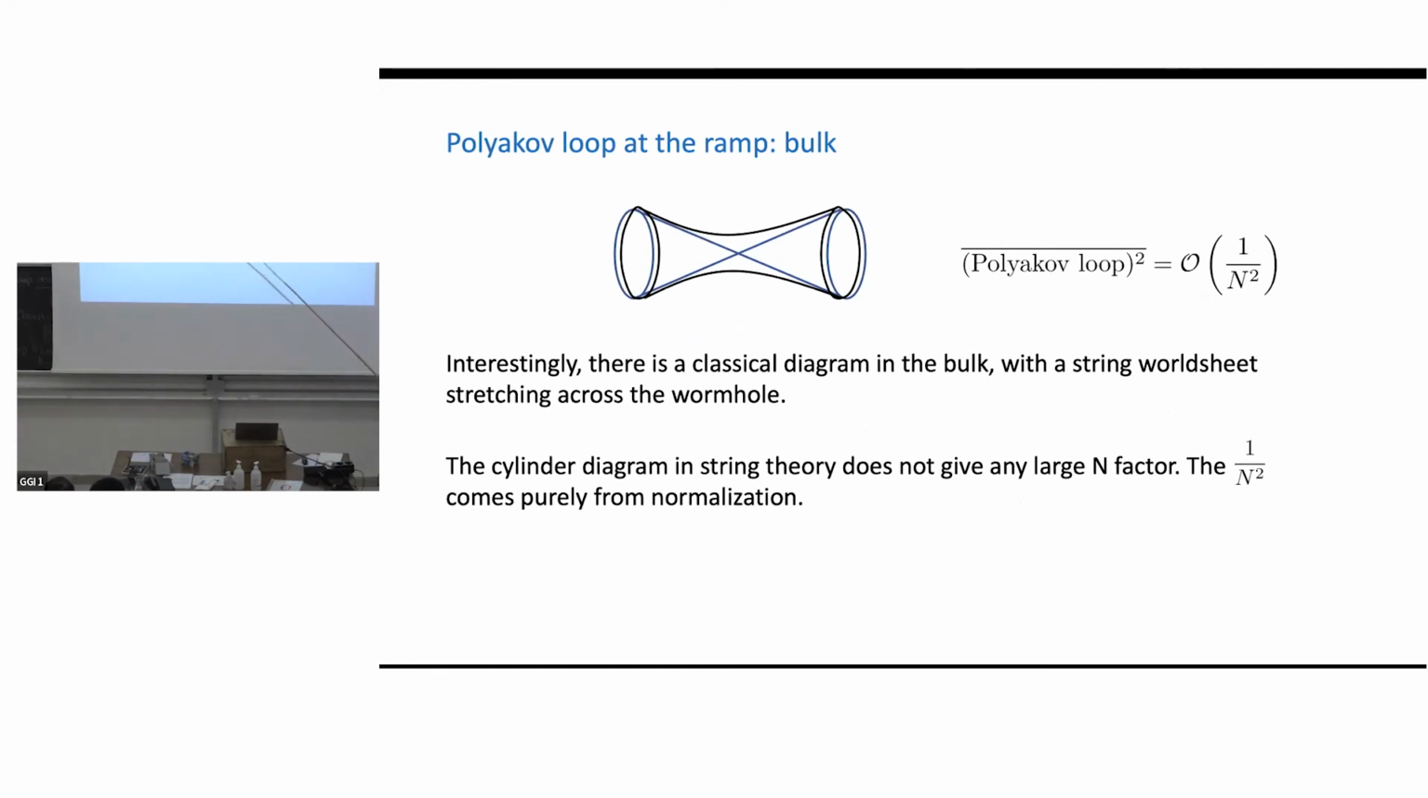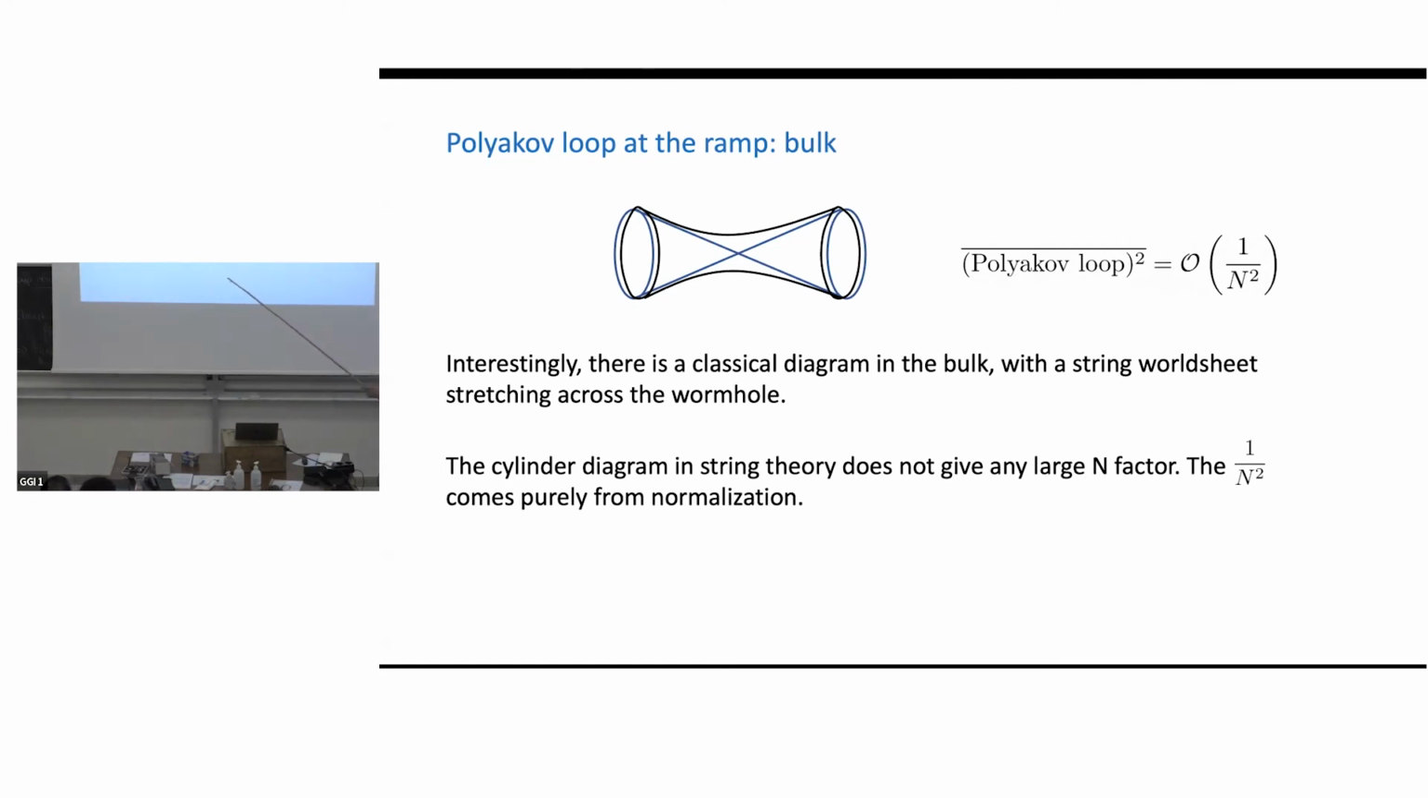Now, the interesting phenomenon here is that once you consider this quantity, there is a classical diagram in the bulk. In other words, you wrap a Wilson loop on the right and another Wilson loop on the left, and there can be a classical string worldsheet that connects these two Wilson loops by going through the wormhole. So there can be a string worldsheet that stretches across the wormhole. And in the bulk, it corresponds to a cylinder diagram in string theory.